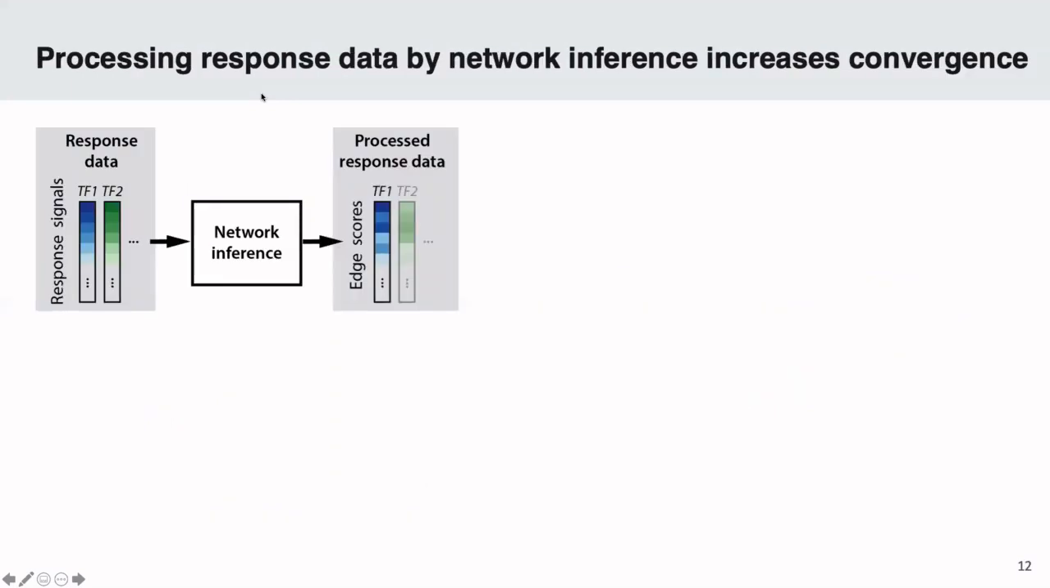To even further improve our confidence in mapping TF networks from both TF binding locations and TF response data, we seek to further process the response data through network inference. The reason we're using network inference is that it's capable of utilizing information from many different perturbation conditions rather than a single TF perturbation condition. The output of the network is the edge score for each TF to target interaction, and we're simply replacing the original response signal with the updated edge score.